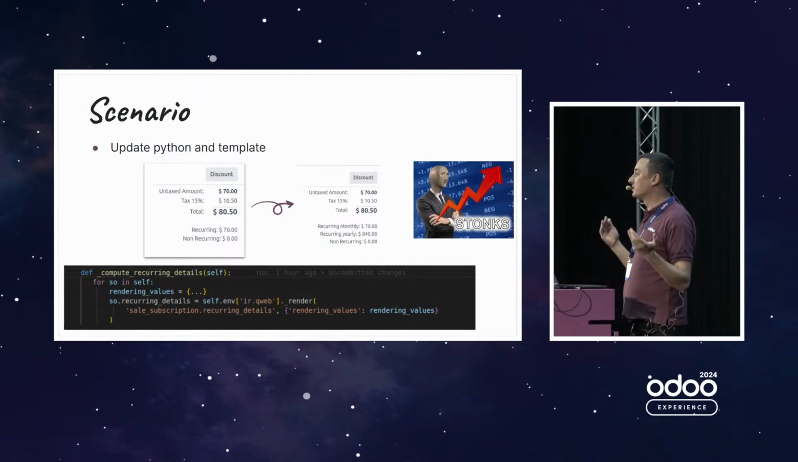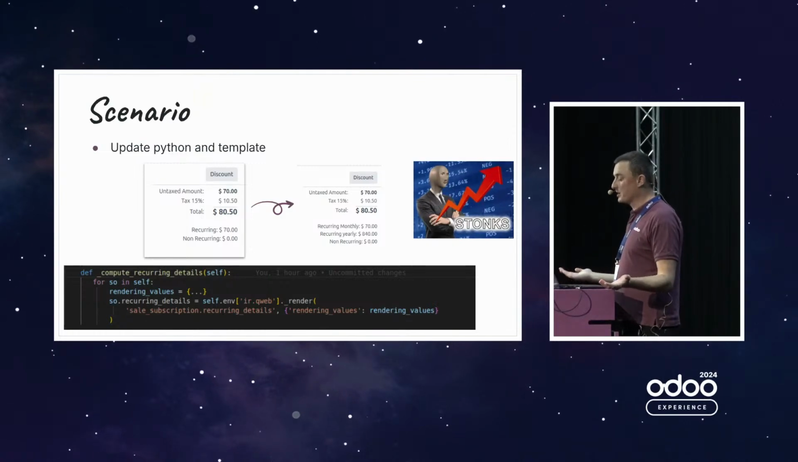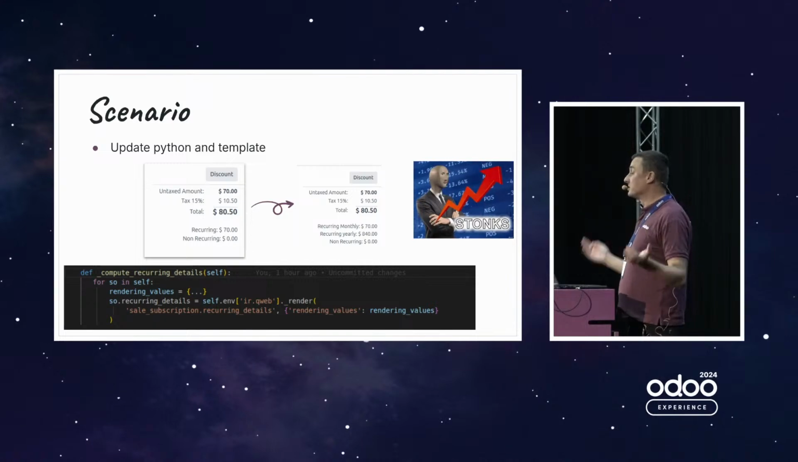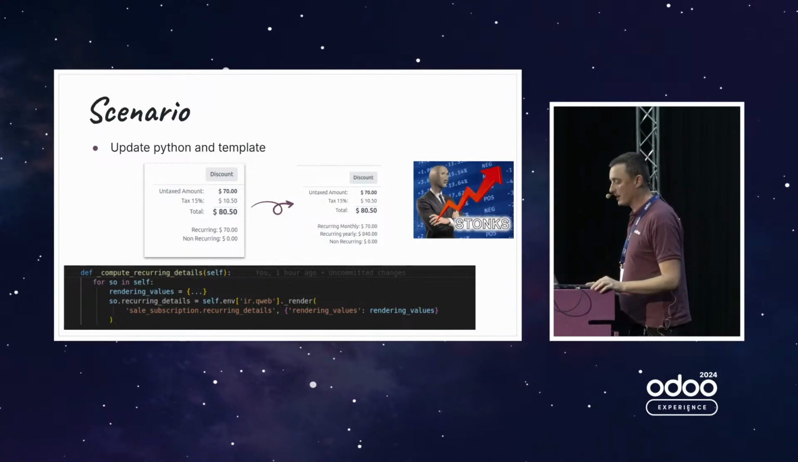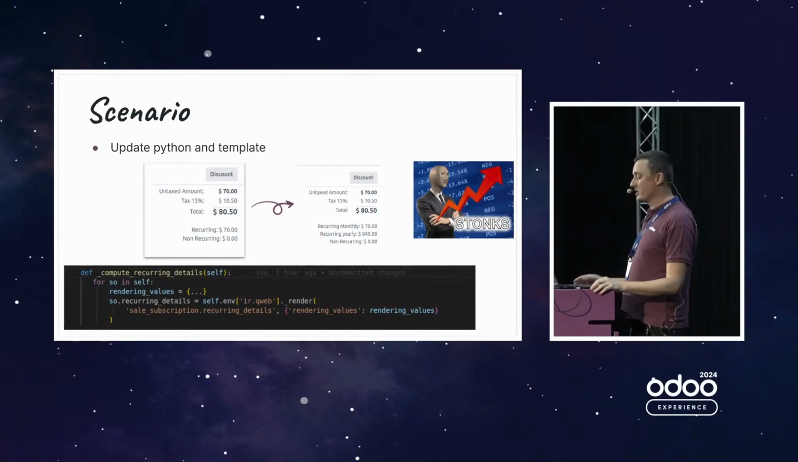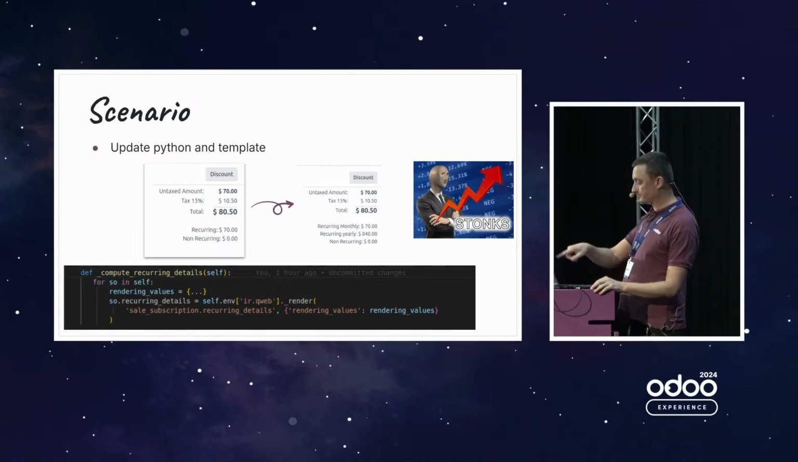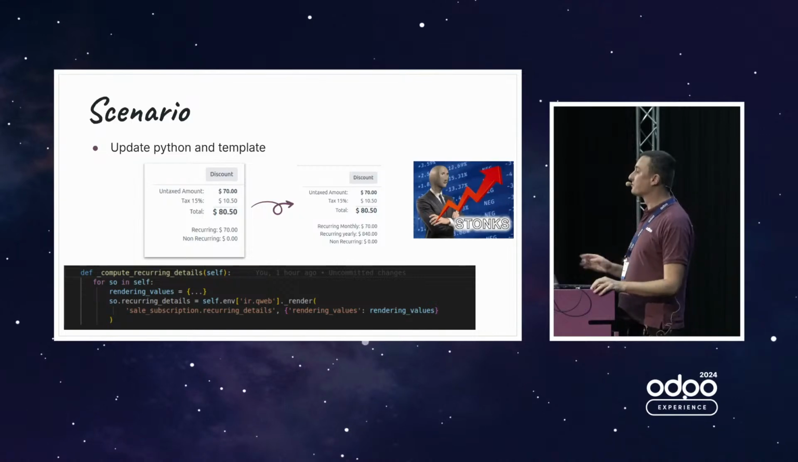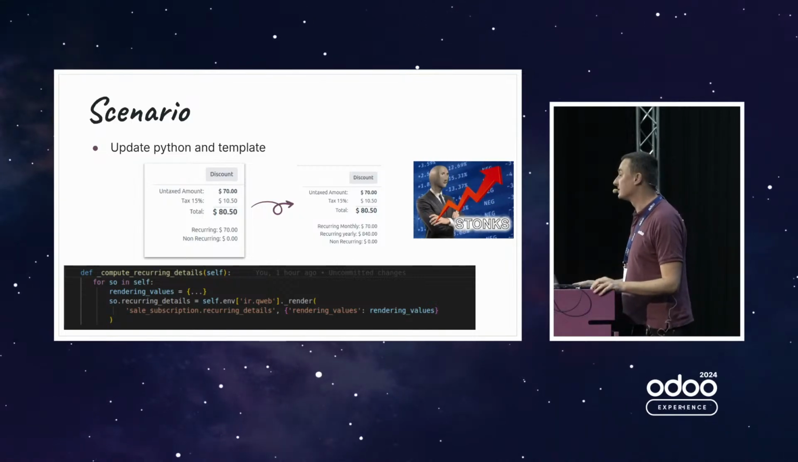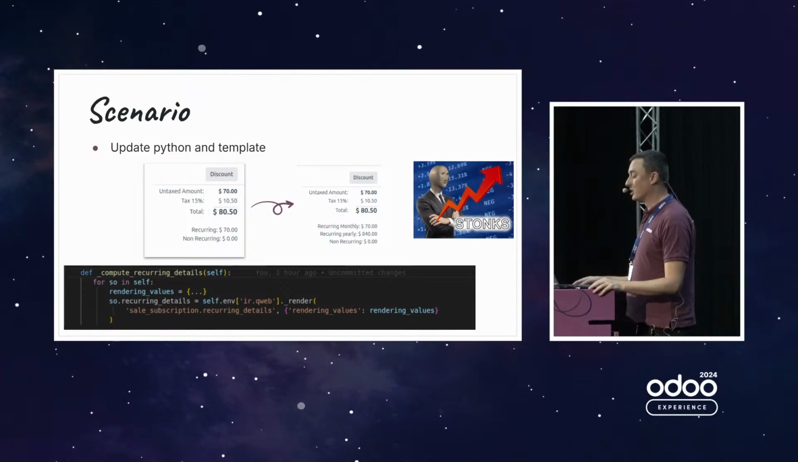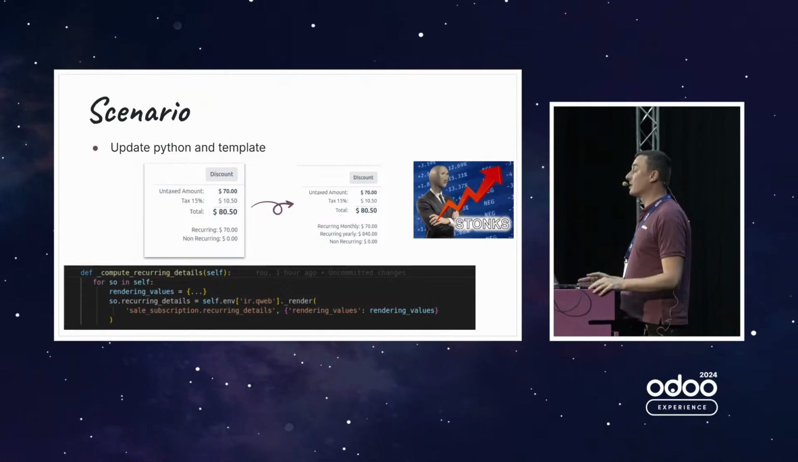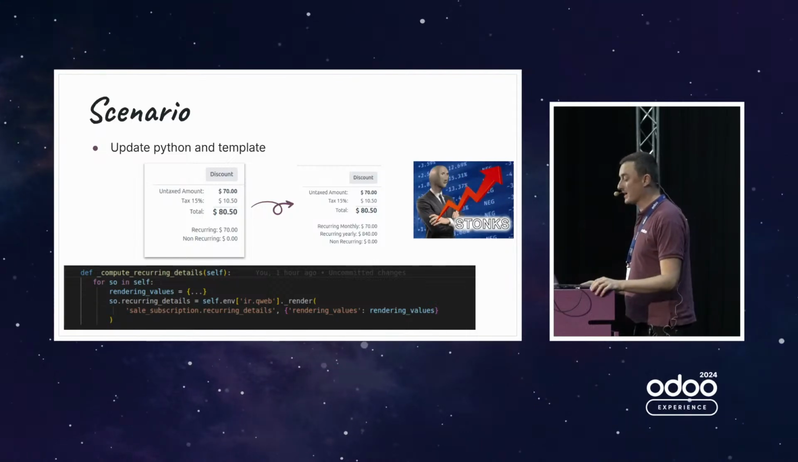So, for example, let's take a small example. You are using subscription. I am the guru of subscription, so that's an example I will do. In subscription, we have this small field on the sell order page called recurring detail. It's an HTML field, and it's giving the recurring amount and the non-recurring amount. That's just simple like that.